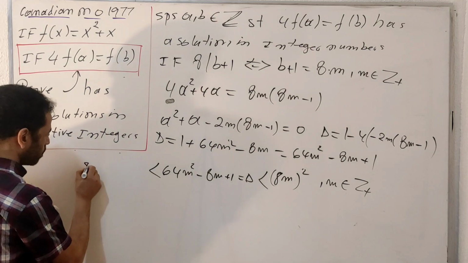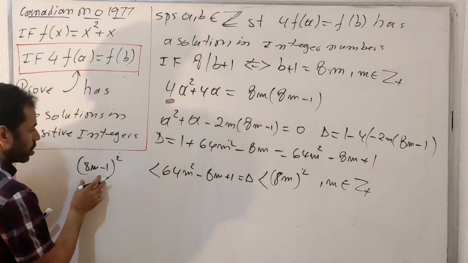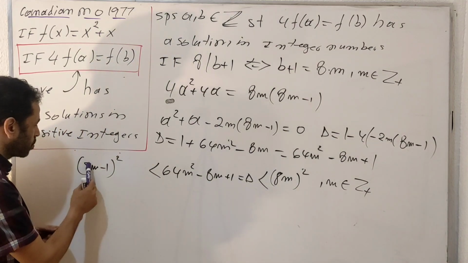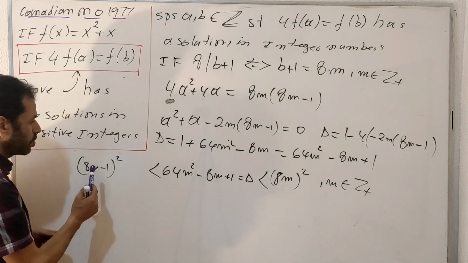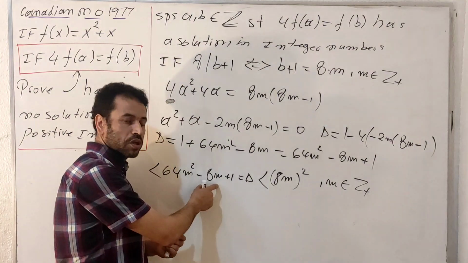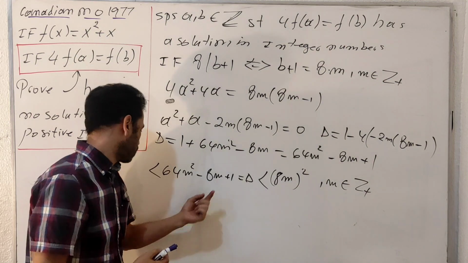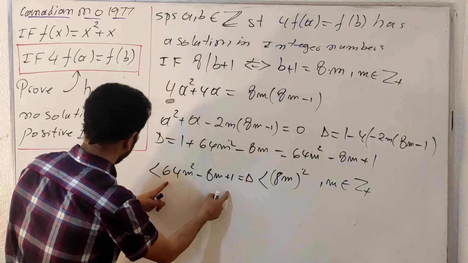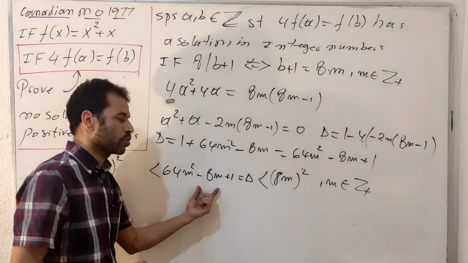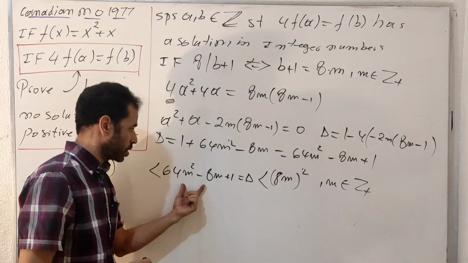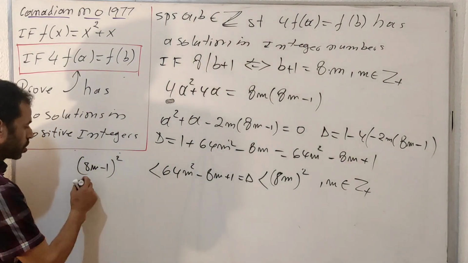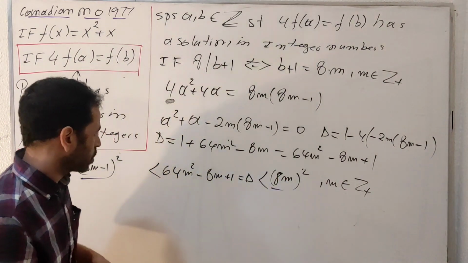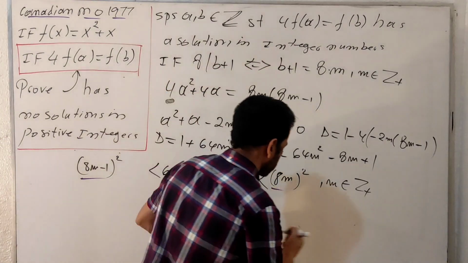Also, I will have (8m minus 1) squared, and this term is smaller than this term. Why? Because if I distribute this one, I will have 64m squared minus 16m. We have only minus 8m here, and as m is a positive integer, adding plus 1 means the whole thing is strictly inferior to this one. We have this delta, which is supposed to be a perfect square, but it is not, because it is located between two consecutive squares, (8m minus 1) squared and (8m) squared. So it's impossible also to have a solution.